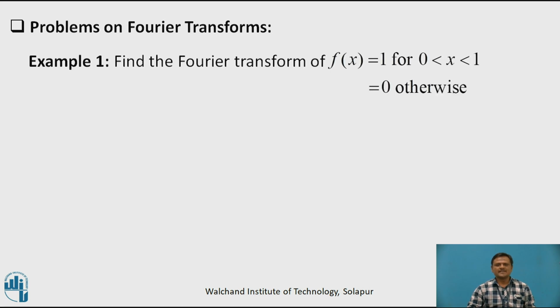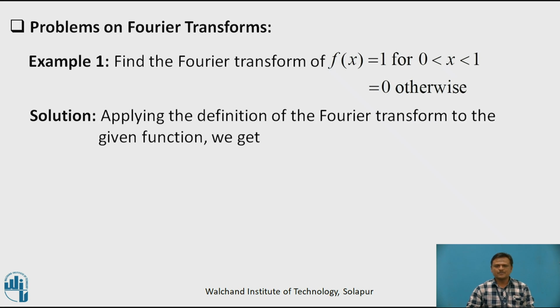The first example is, find the Fourier transform of f of x equal to 1, where x is from 0 to 1 and the value of the function is 0 otherwise, meaning from negative infinity to 0 the value of the function is 0, and from 1 to infinity again the value of the function is 0, and the value of the function is 1 in between 0 and 1.